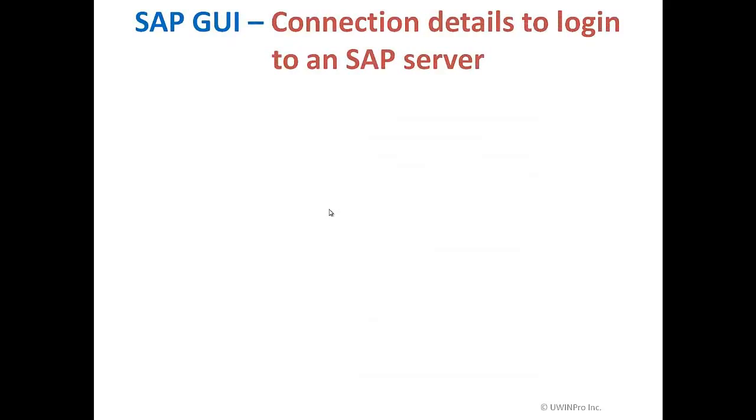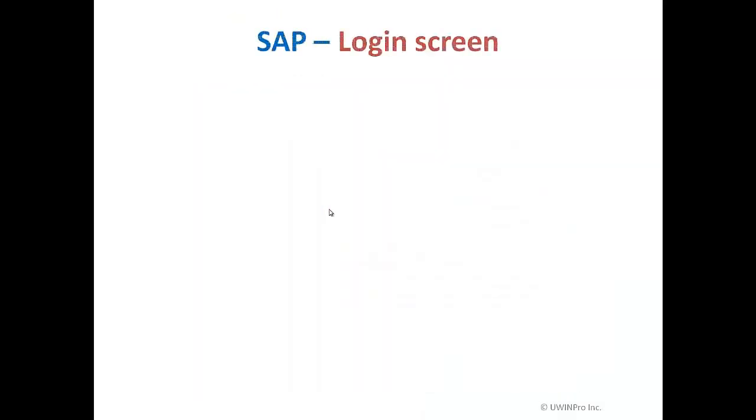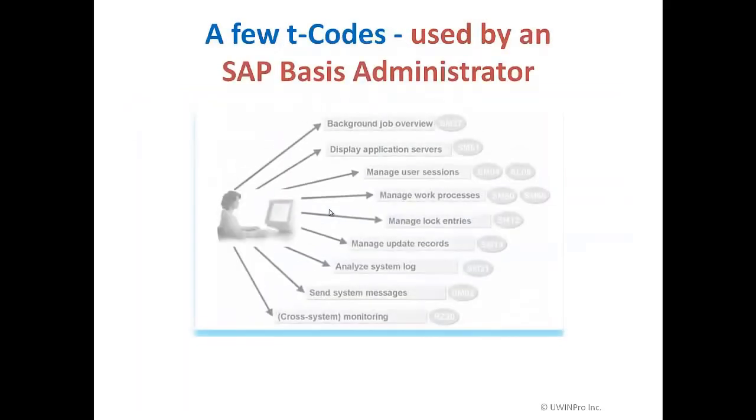So we use SAP GUI to connect to the SAP server, and we have to give some information such as the application server name, instance number, system ID, and the SAP router string. After that, when we click on the login button, we will go to the SAP login screen where it will ask for the username and password. The client is a business entity, as I mentioned before, so we have to make sure that I am logging into the right client. By default, it's showing 800 here. So I give my username and password, and the language; if I don't give it, it will take the default language.